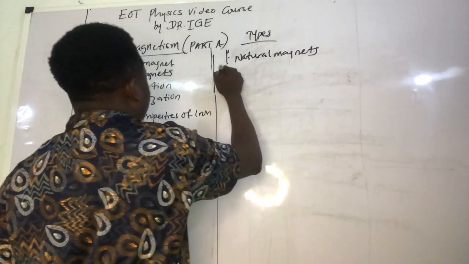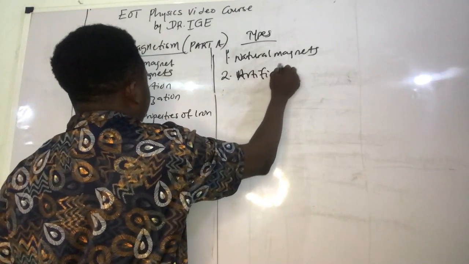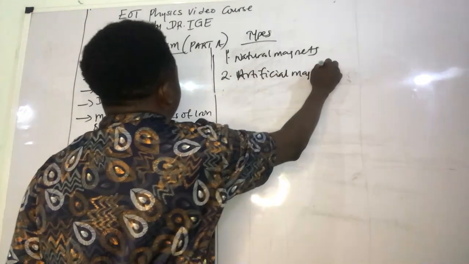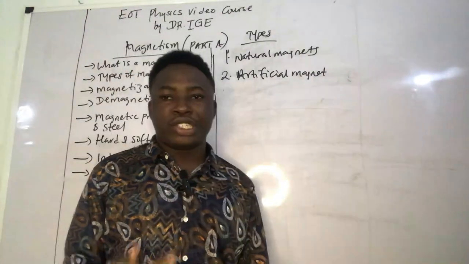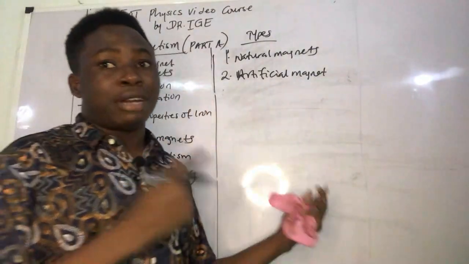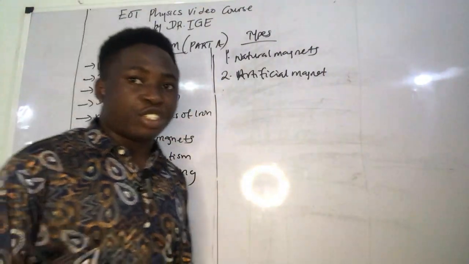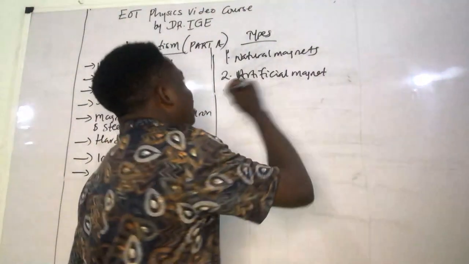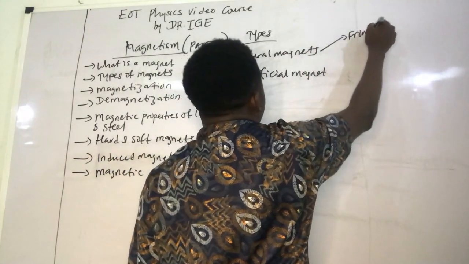The natural magnets, and two, artificial magnets. Now the question is, what are natural magnets? From the word itself, we already understand that artificial magnets are not naturally magnets. They are just made to become magnets. So natural magnets are magnets that are made from magnetic ores.